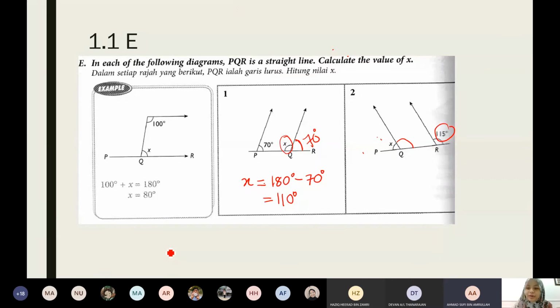Okay, so saya ulang lagi sekali. So I want to find the value of X here. So 115 here kat sini. So macam mana saya nak dapat nilai X? What is angle side Q? 180 minus 115. Okay, so this is 115, but corresponding angles is the same. So X adalah 180 minus 115.